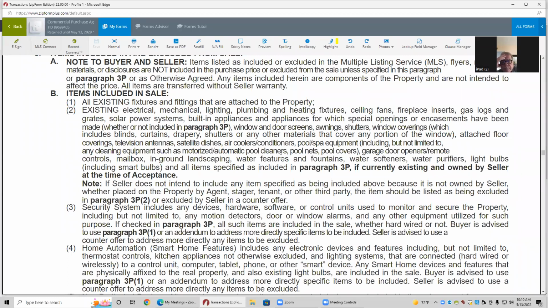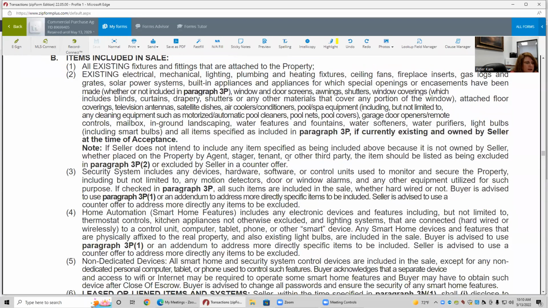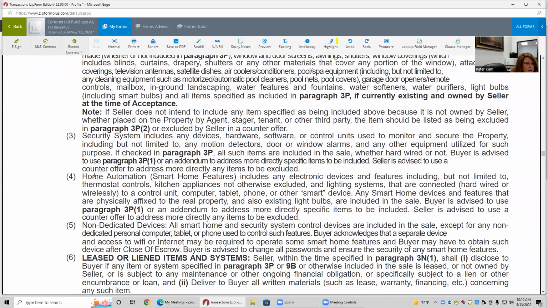And if you are leasing, some units are leasing washing machines and dryers or things of that nature, and you expect that buyer to take on that lease and qualify for it and or buy that contract out, make sure you're stipulating that in your counter offers. If you come down here, they're even addressing home automation, smart home features. Make sure if there's any electronic devices that the seller wishes to keep that aren't hardwired, that you're excluding those, because if you're not, then they're going to assume that comes with the property to operate the property.